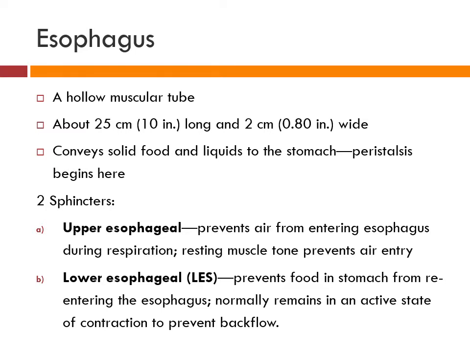We have two sphincters in the esophagus. The upper esophageal sphincter prevents air from entering the esophagus when you're breathing. You don't want a lot of air in your digestive system. So in general, that sphincter is closed unless you're eating, and then it will open and allow the bolus to pass. The lower esophageal sphincter prevents food in the stomach from re-entering the esophagus. That would be a reflux. So it is also contracted unless it is open to pass food, and that's preventing that acidic reflux from the stomach up into the esophagus.